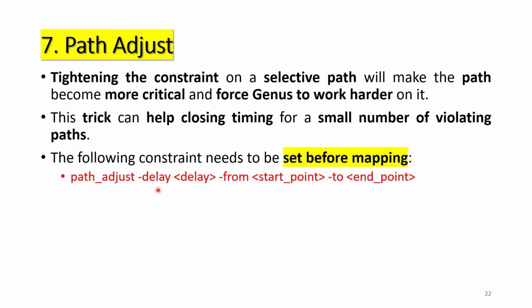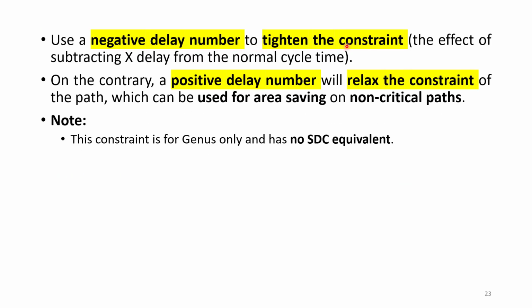And this is the command: path_adjust -delay from start point to end point. So you have to mention from which point to which point you want to do path adjustment. Use a negative delay number to tighten the constraint, whereas use a positive delay number to relax the constraint. So what does this mean? Generally, if you see any timing report, we will be getting some slack. So always slack should be either 0 or positive.